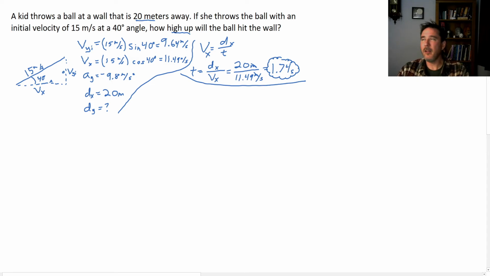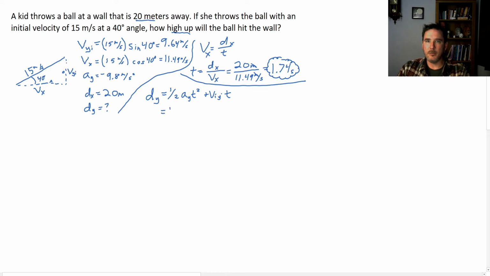Just like all the other problems in this situation, once you have time, you have unlocked the key to every other aspect that you're trying to find. In this case, we are trying to find dy, and dy is our question mark. If you look on the equation sheet, probably the best equation we can use is d equals 1/2 at squared plus Vi times time. We're going to make sure we're using the y components only. We don't want to mix x's and y's in an equation. And then we just plug in our numbers here.